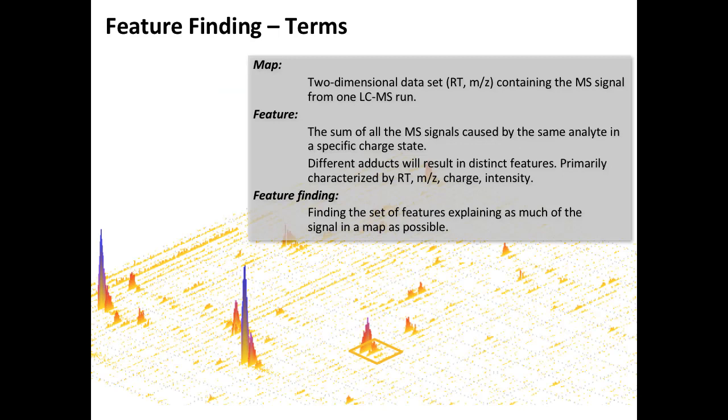So let's look at that, and this is going to look very familiar. I just took the slides I had this morning. You've seen that. We use the same terms. A map is a 2D data set. What are the differences between maps in metabolomics and in proteomics?